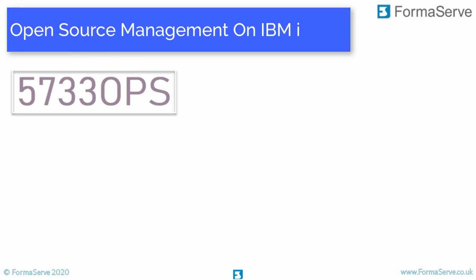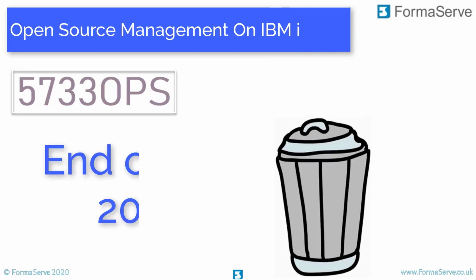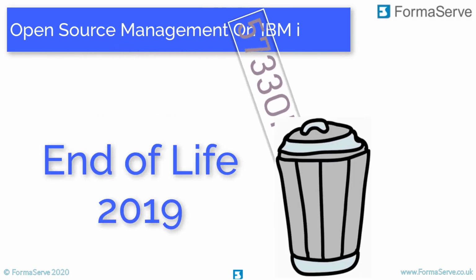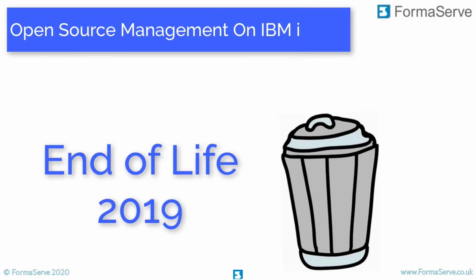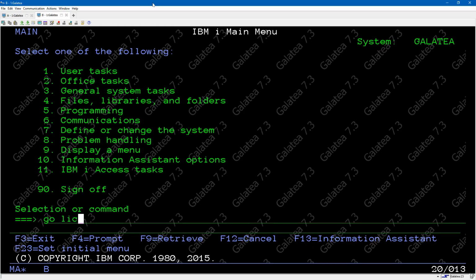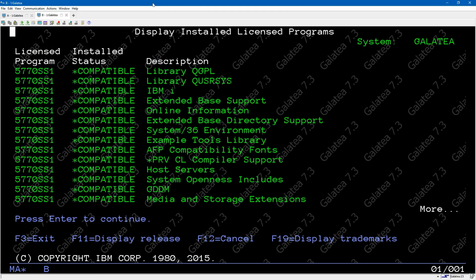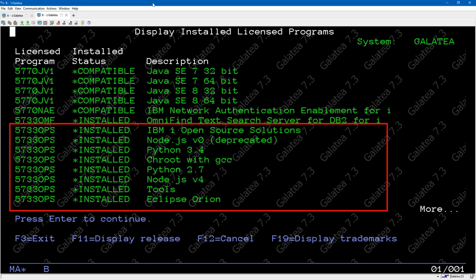So what's happening with the 5733-OPS license program now? As we can see, straight in the bin. No longer needed, and IBM gave it an end of life in 2019. So we can remove this license program from our box. Anyone brave enough to do so? As we can see, it's still on my box.